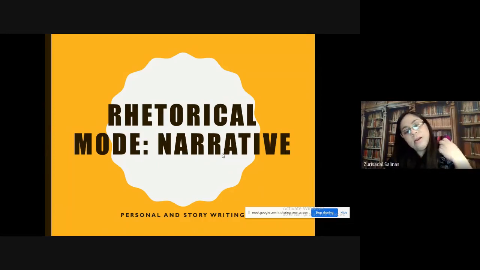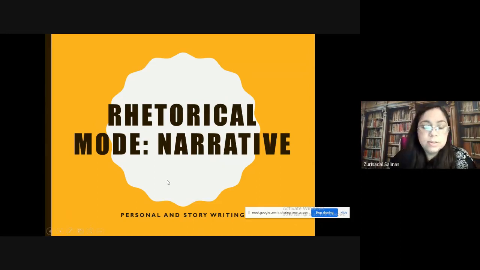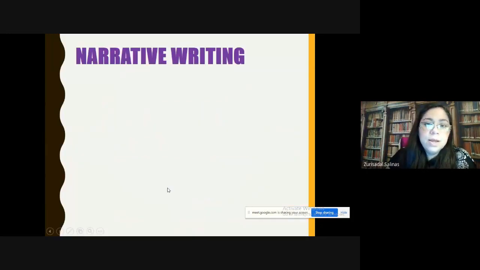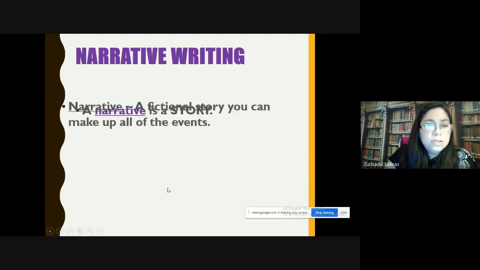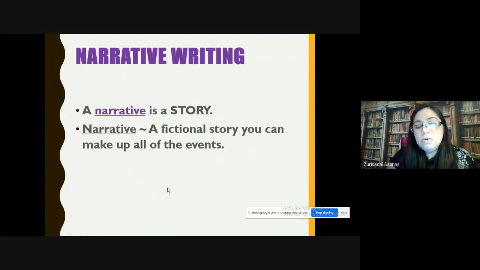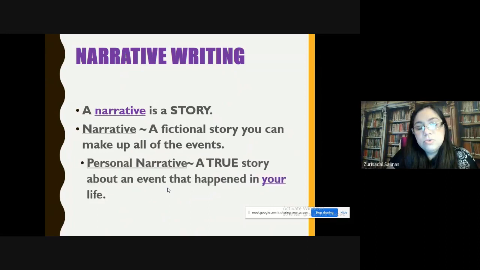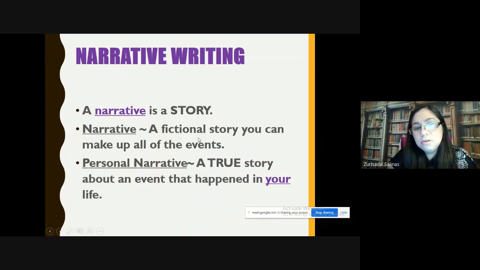The rhetorical mode narrative, the purpose of it is to tell a story. Narrative writing tells a story, whether it's fictional or nonfiction. So there are 2 types. One is completely fictional, all made up. You thought about a story and made up all the characters, their conversations, their situations.